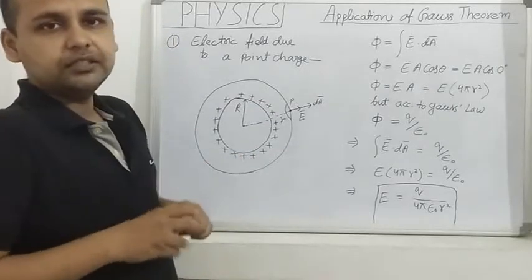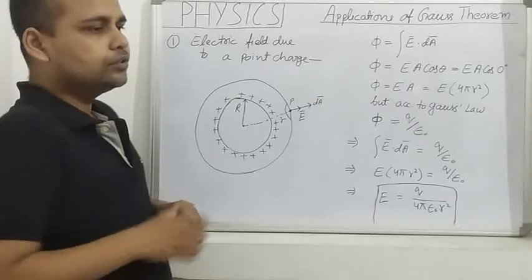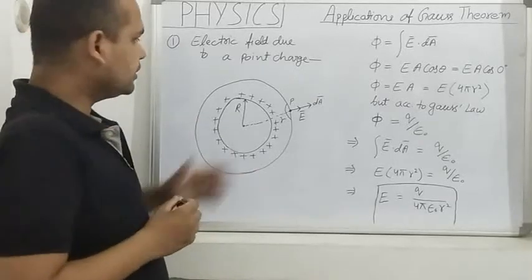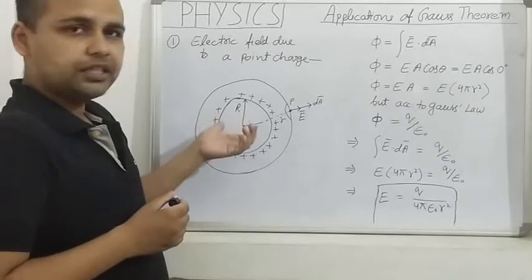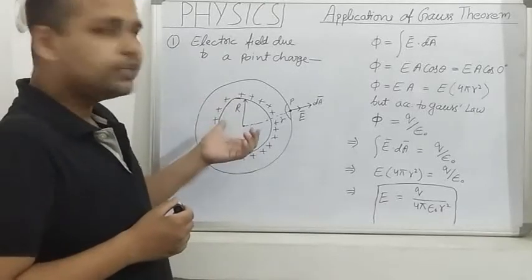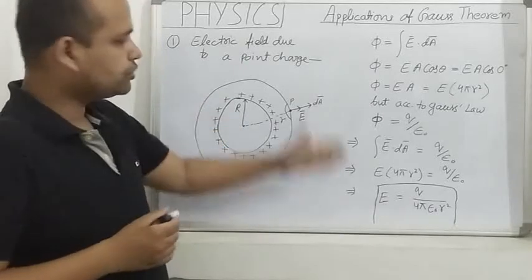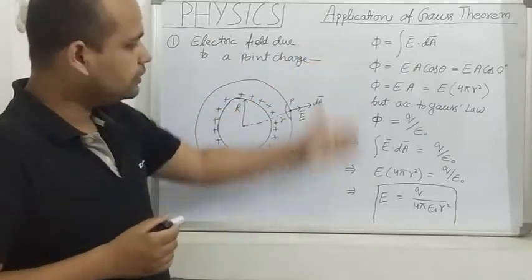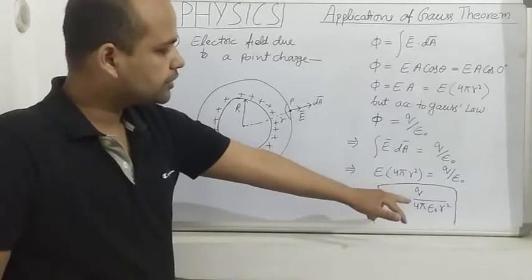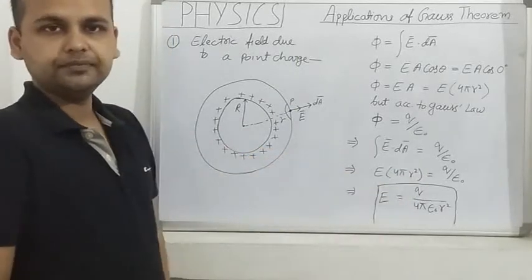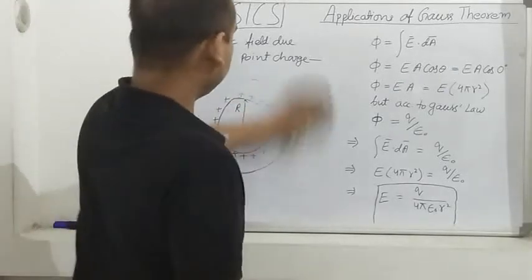uniformly charged sphere. So these were the two other cases in which the spherical shell or the uniformly charged sphere both will be treated as a point charge, and the same procedure will be applied, and we will find the electric field, which will come out to be Q upon 4 pi epsilon naught r square. Is that clear?